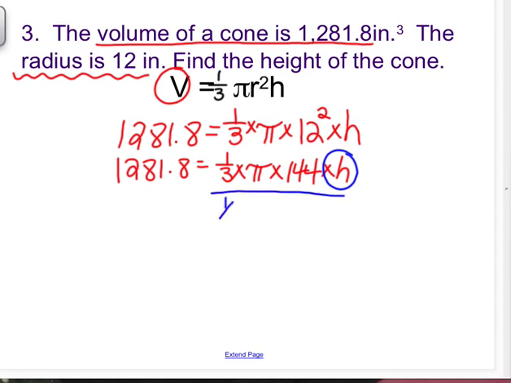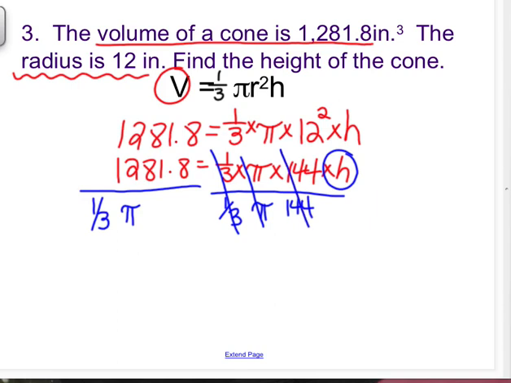So think of it this way. You're going to divide by 1/3, and that'll cancel, which means you're going to have to divide by 1/3 over here. You're going to divide by pi over here, so that cancels, but then you're going to have to divide by pi over there. And you're going to divide by 144 over here, so that will cancel, but you're also going to have to divide by 144 over there. So on your calculator, in any order that you would like, take your 1,281.8. Divide by 144. Then divide by pi. Then divide by 1/3.